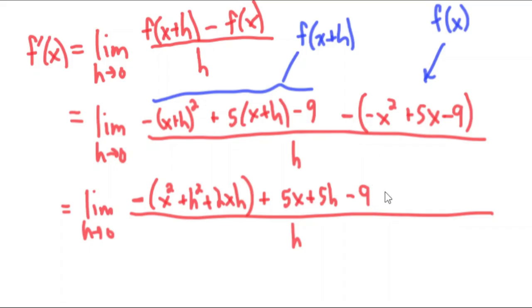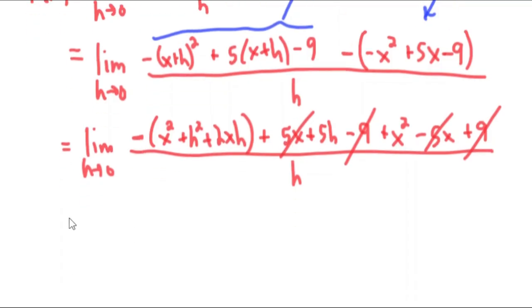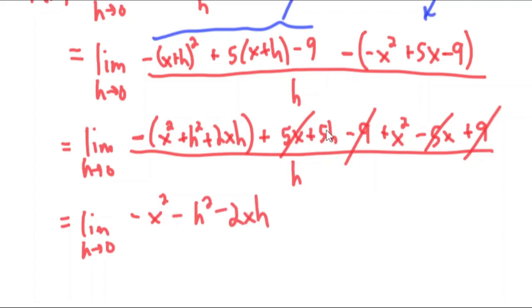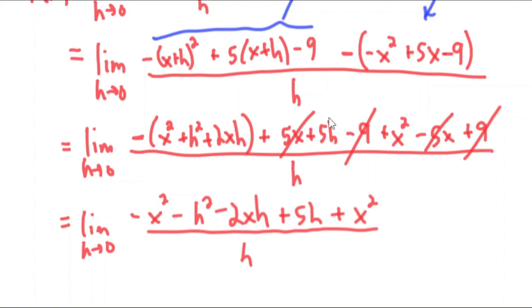Then minus minus is going to be plus x squared. And we have a minus 5x. We have a plus 9. Now notice we get some nice cancellation. The 9 and minus 9 go away. We have a minus 5x and a plus 5x that go away. We'll have some other things cancel as well, but let me distribute this negative first of all. We have a negative x squared minus h squared minus 2xh. And we still have this plus 5h and plus x squared all over h. So we still have these two terms.